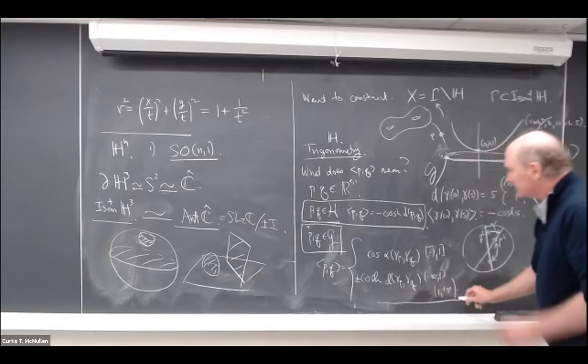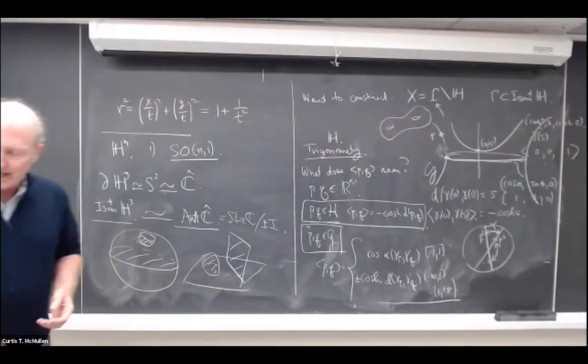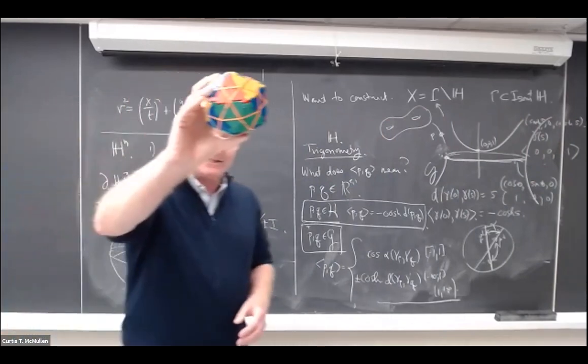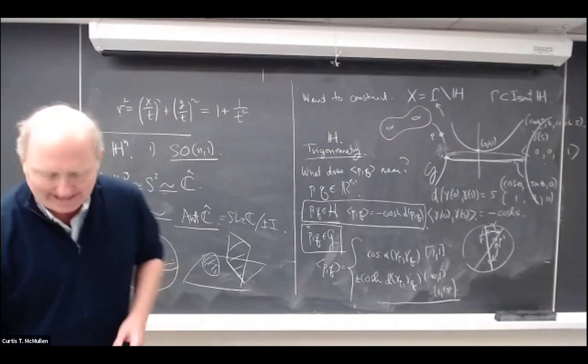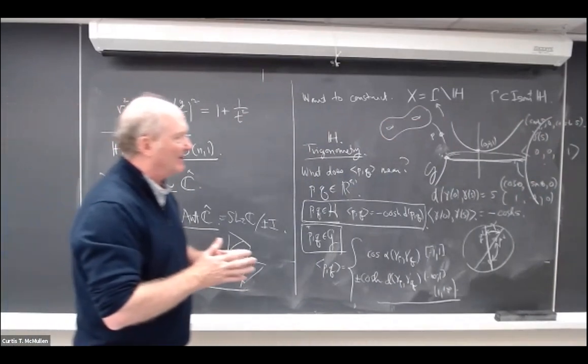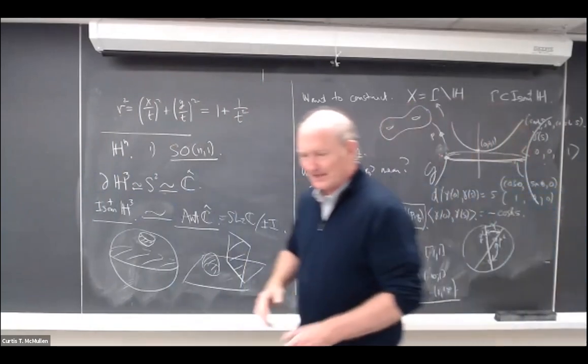Okay, so next time we will use trigonometry to construct some tessellations of the hyperbolic plane, analogous to this tessellation of the sphere. And then we will use those tessellations and perhaps some other considerations to give some concrete examples of hyperbolic surfaces. Okay.